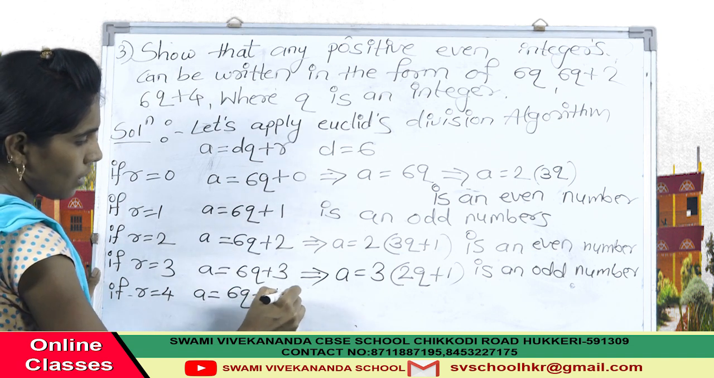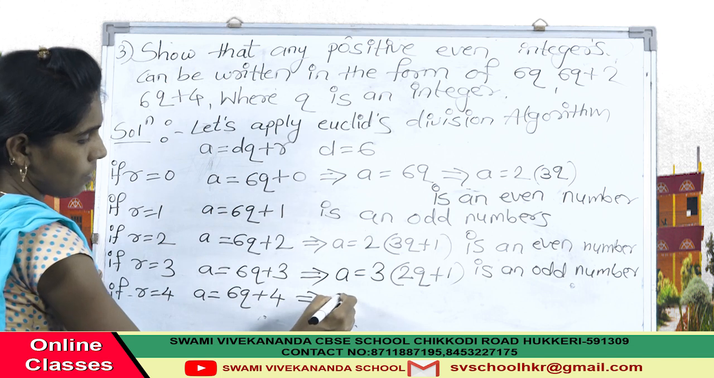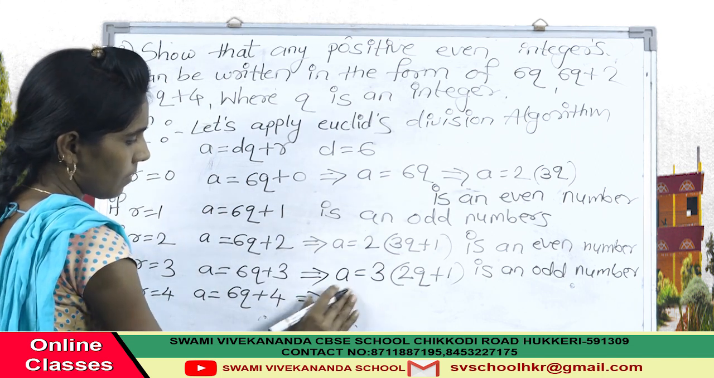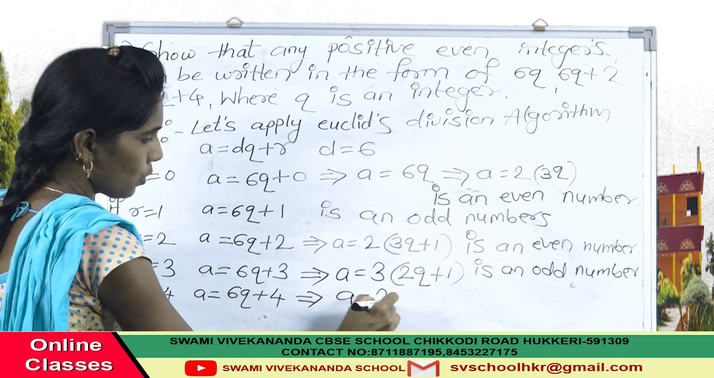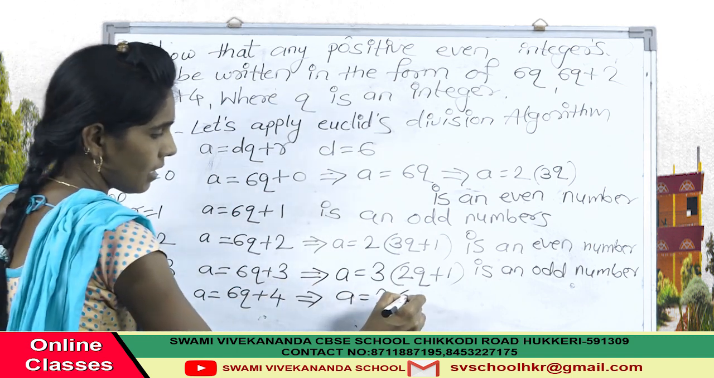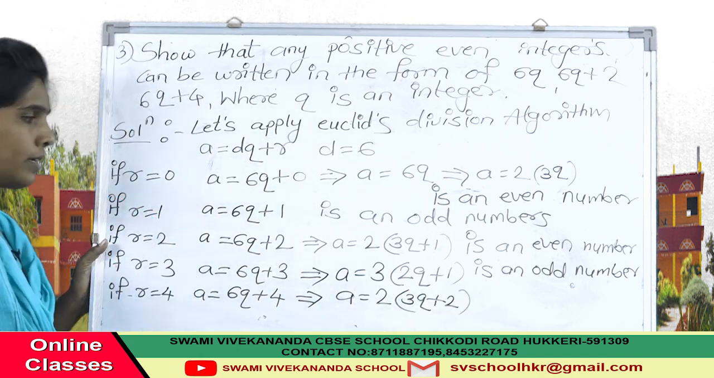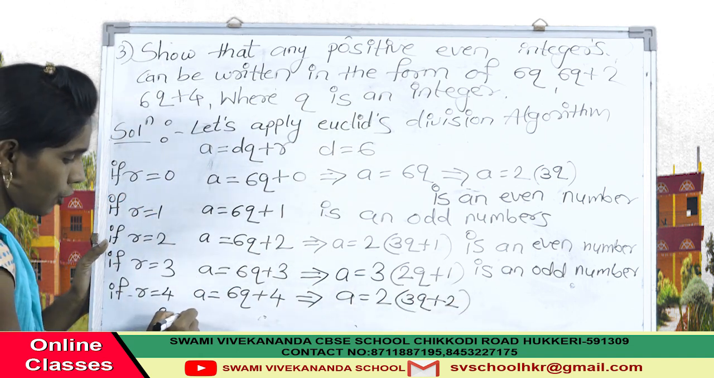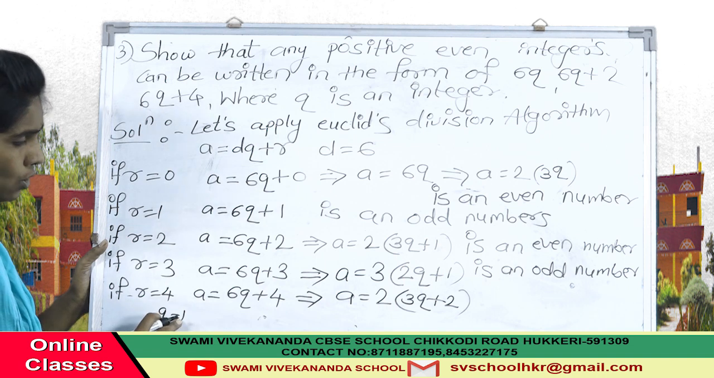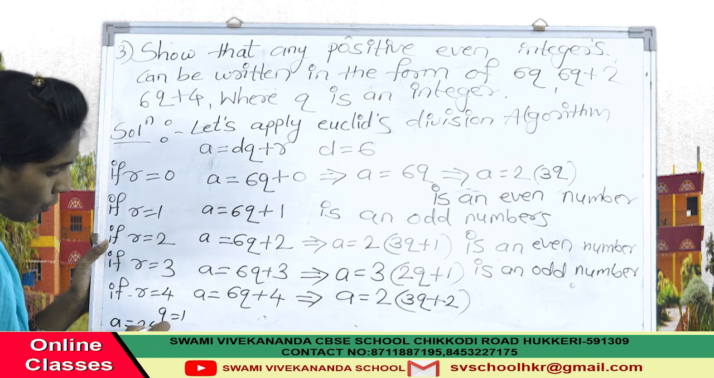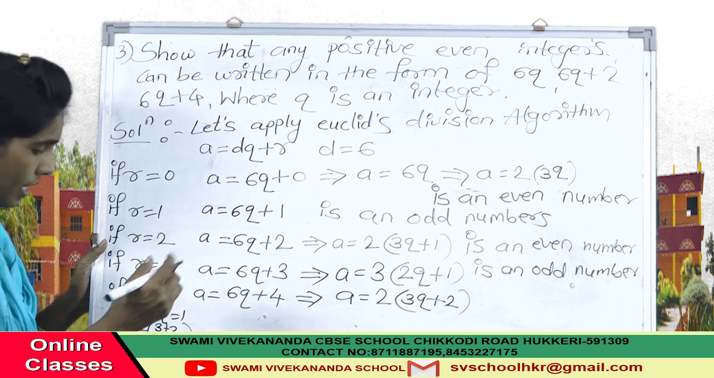6q plus 4. We can take 2 as a common. A is equal to 2 into bracket 3q plus 2. Now apply here q is equal to 1. If you put q is equal to 1, we get 3 into 1 is 3, plus 2 is 5. 2 into 5 is 10. 10 is an even number.